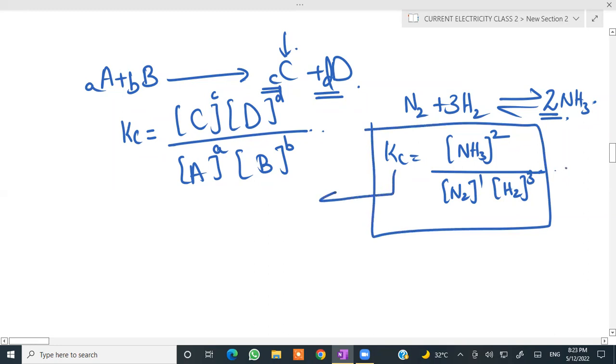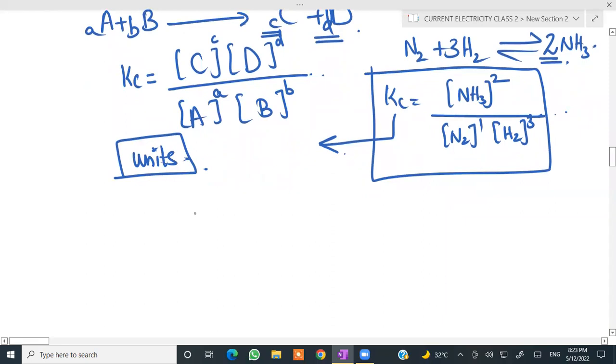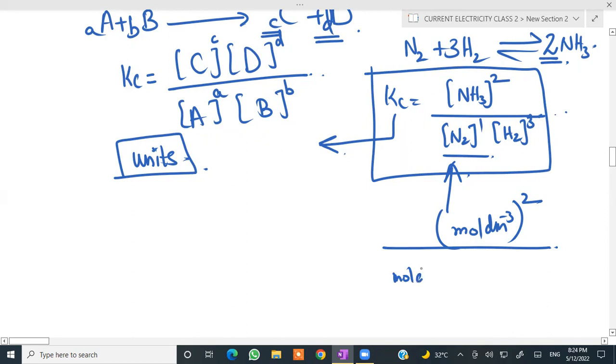Now, once you know how to write down the expression for Kc, you should also know how to calculate the units of Kc, or units of any equilibrium constant. It's just like the unit of the rate constant. Now, in case of this equation, the units are going to be the unit for concentration of ammonia, mole per dm cube, squared, right? Divided by concentration of nitrogen, again mole per dm cube, multiplied by concentration of hydrogen, again mole per dm cube, but this time it's cubed, right?